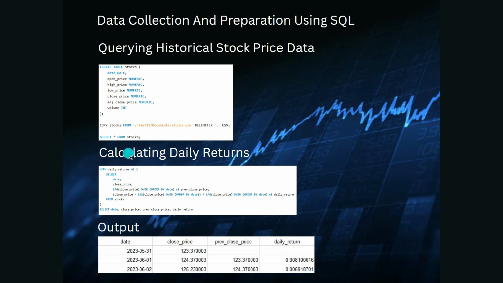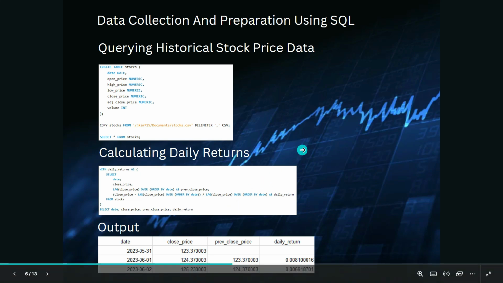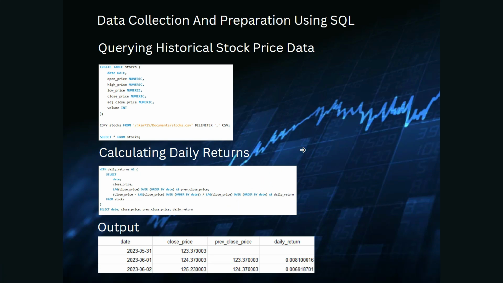You can see I calculated the daily returns, and this is the output. It was so big that I just wanted to share the first three outputs. We can see that the previous price was 123.3, and also the daily returns and the closing price.